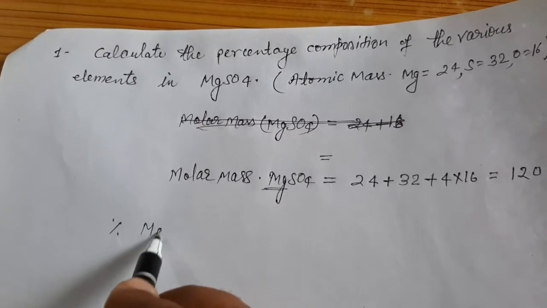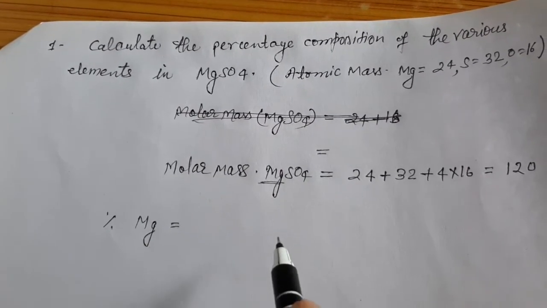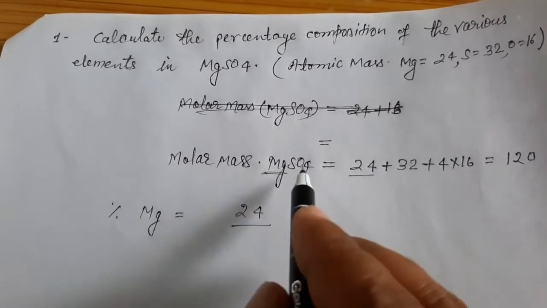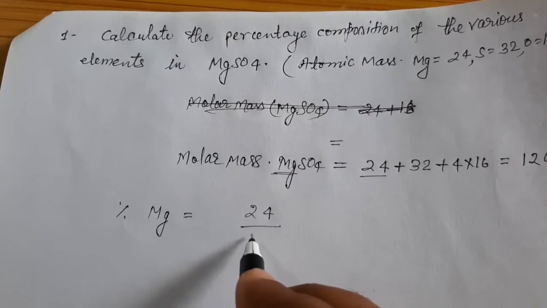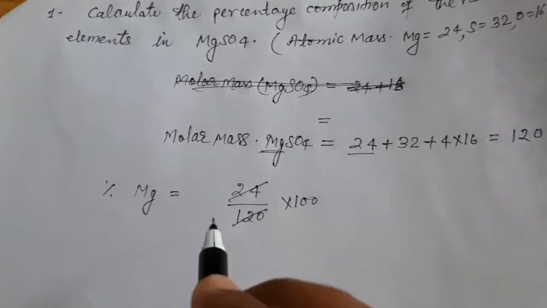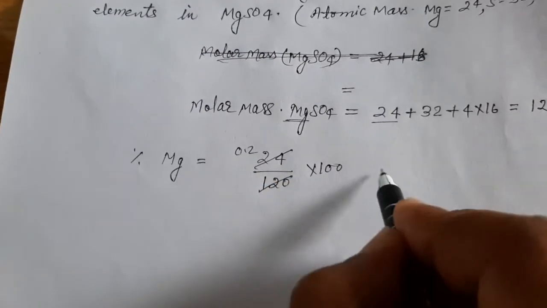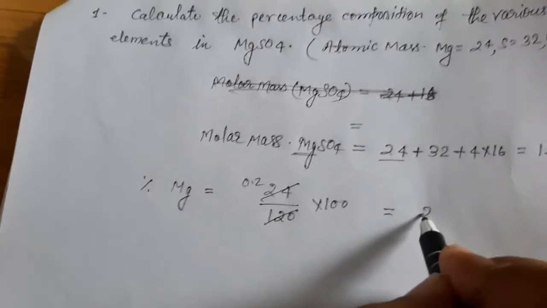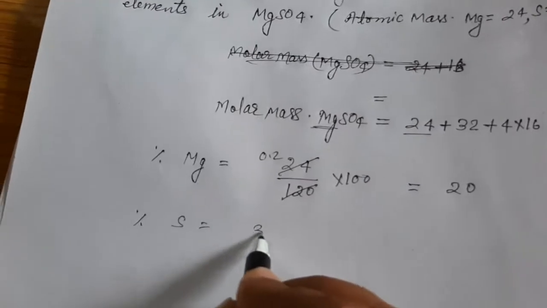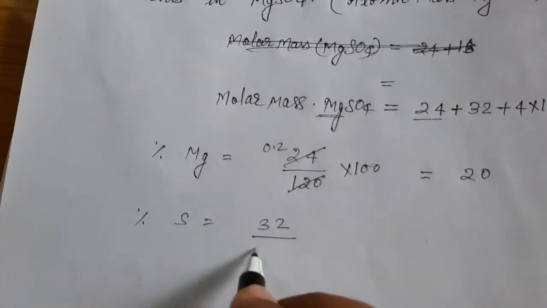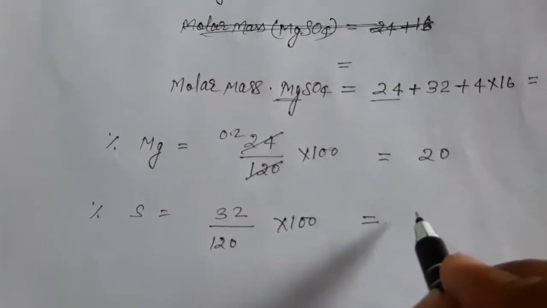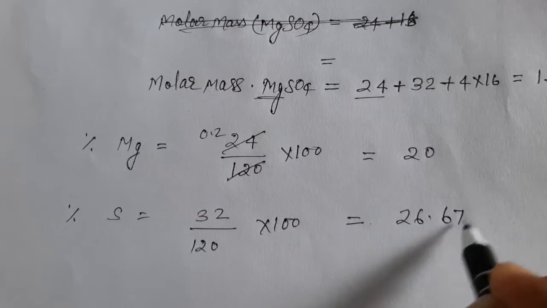So percentage Mg equals the mass of Mg, here 24. So 24 divided by molar mass. So molar mass equals 120 and total multiply by 100. Then it will be 20. Similarly, percentage of sulfur, so it will be 32 divided by 120 and then multiplied by 100, and the answer will be 26.67%.